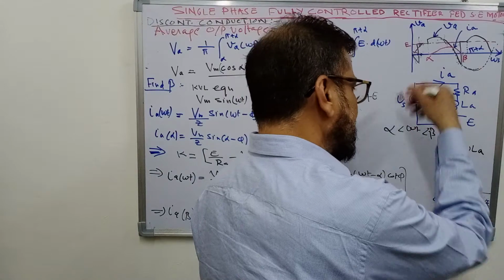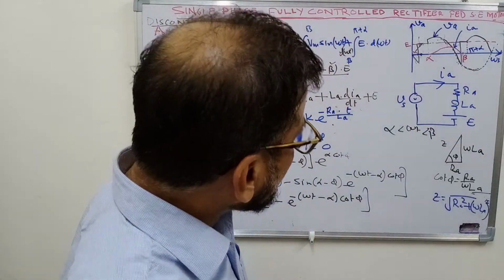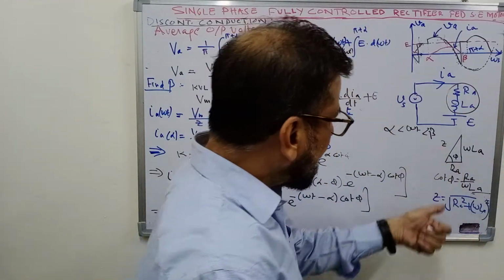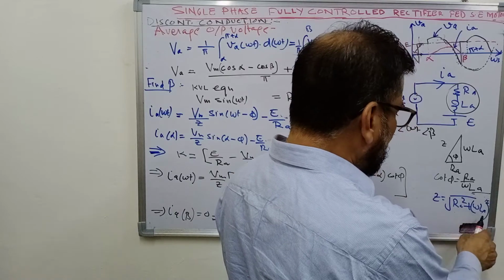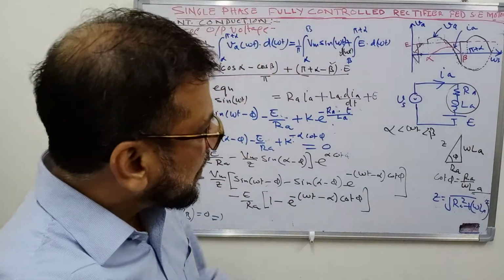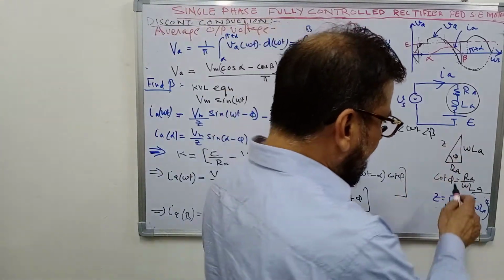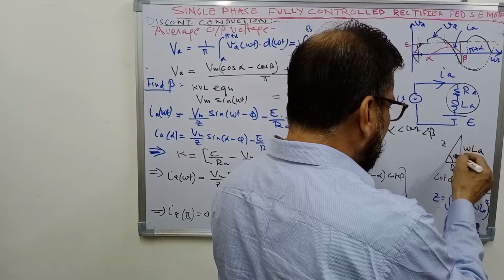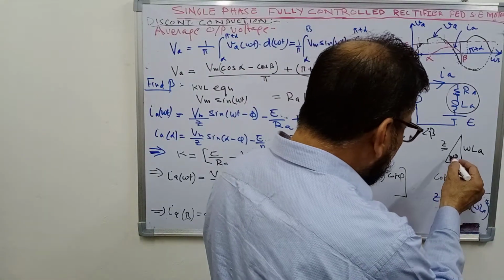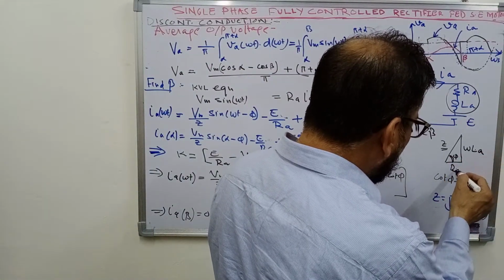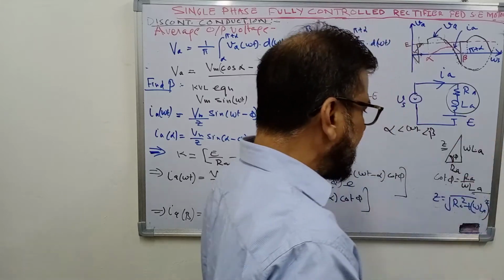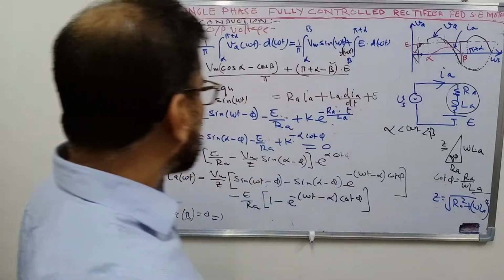Here the impedance of this circuit is Z, and Z is equal to the square root of RA square plus omega LA square. Now you can draw the impedance triangle also, with sides RA and omega LA. This is nothing but the impedance of the RL circuit. You can write that omega LA upon RA is tan phi, or RA upon omega LA is cot phi. This will have significance in this equation.